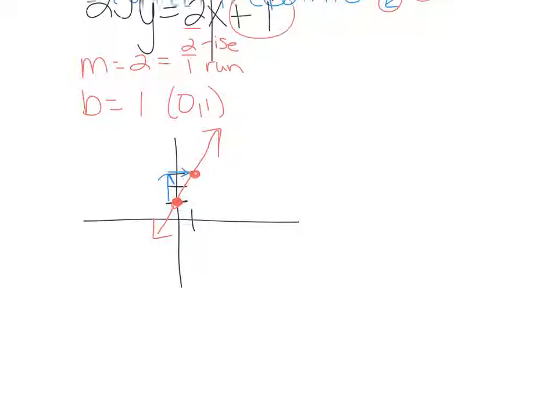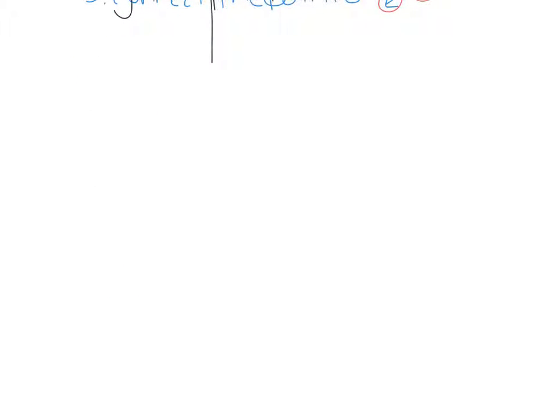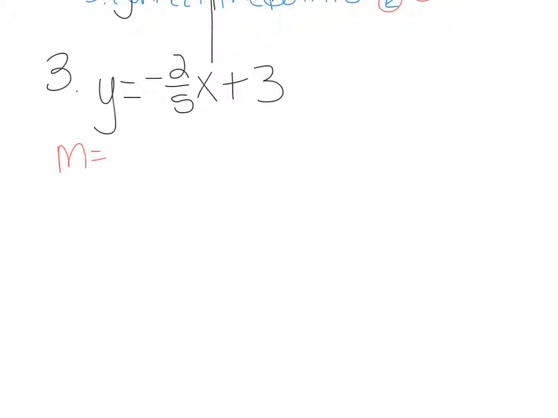Okay, keep moving forward. If I have y equals negative 2/5 x plus 3. Okay, it's already in y equals. Step 1's already done for me. Now I can identify my slope and my y-intercept. Okay, this time my slope is a negative number. So I have a negative 2/5, which means I'm going to rise negative 2, run 5.